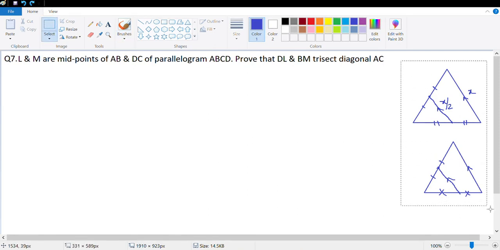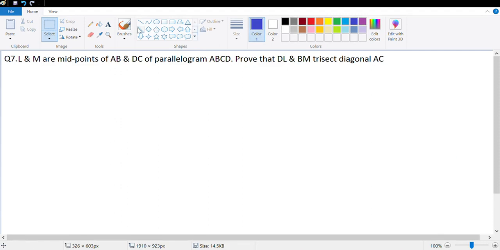Like I said earlier, enough number of times, most of these questions won't have a drawing, which means you will need to learn how to draw a rough diagram. So L and M are midpoints of sides AB and DC of parallelogram ABCD. Let's first draw the parallelogram ABCD and then we look at the midpoints. So A, B, C and D.